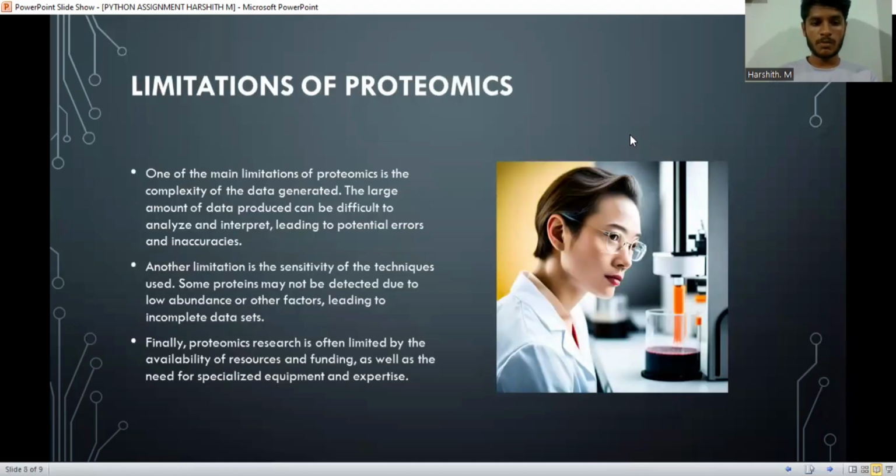Limitations of proteomics. One of the main limitations of proteomics is the complexity of the data generated. The large amount of data produced can be difficult to analyze and interpret, leading to potential errors and inaccuracies. Another limitation is the sensitivity of the techniques used. Some proteins may not be detected due to low abundance or other factors, leading to incomplete data sets. Finally, proteomics research is often limited by the availability of resources and funding, as well as the need for specialized equipment and expertise.